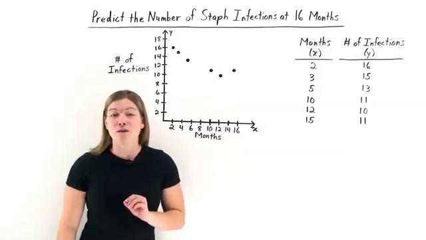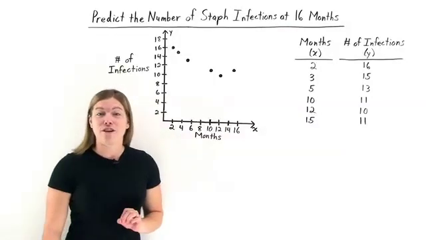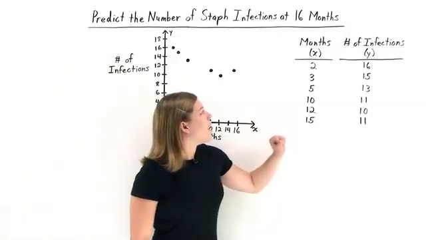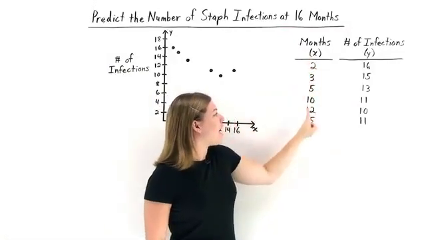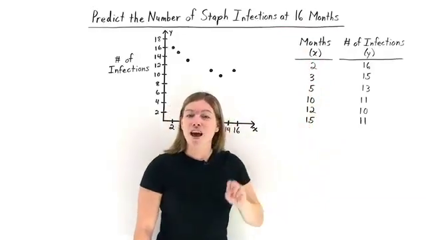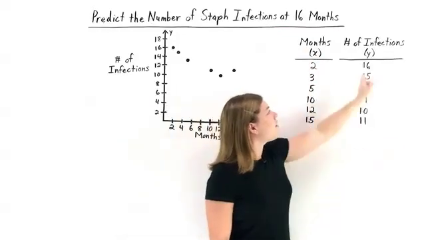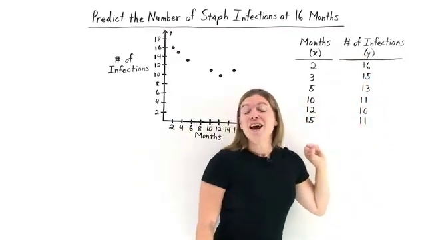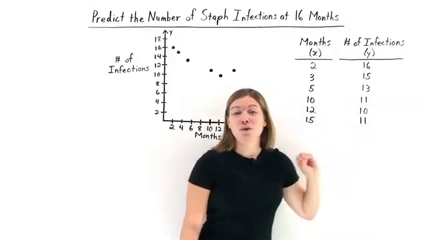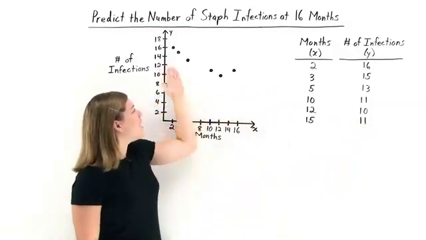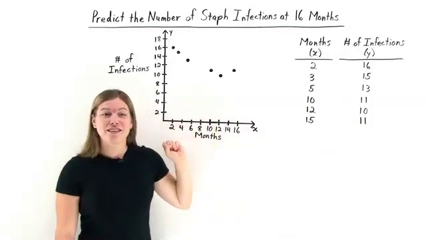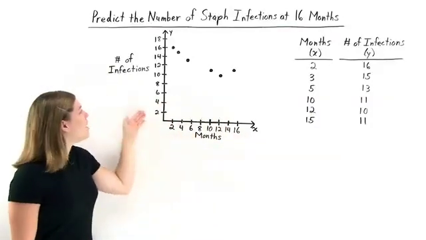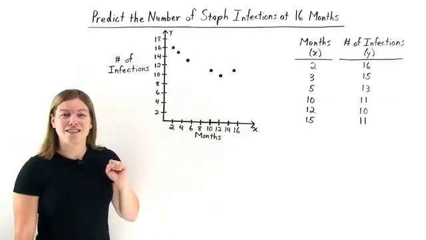But the first thing we've been asked to do is to draw a line of fit for the data we've been given. Taking a look at the table, we have months, which is representing x. That's the number of months after the initial outbreak. And then we have the number of infections, which is representing y. Now, if we take these x, y ordered pairs and plot them, we get a scatter plot that looks like this. Again, the number of months is on the x-axis, and the number of infections is on the y-axis.